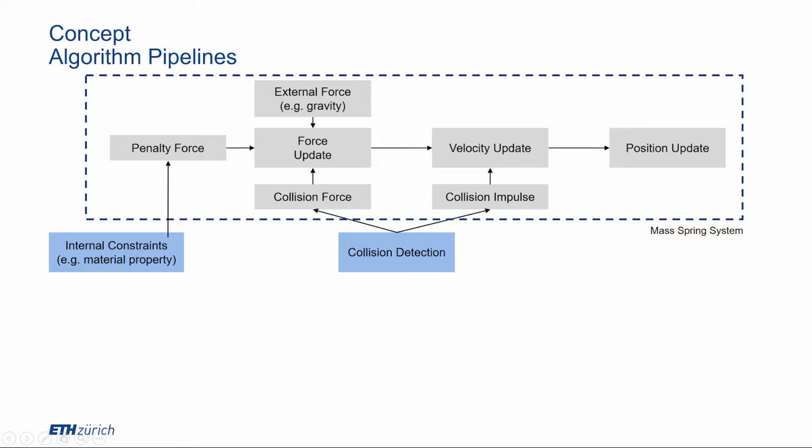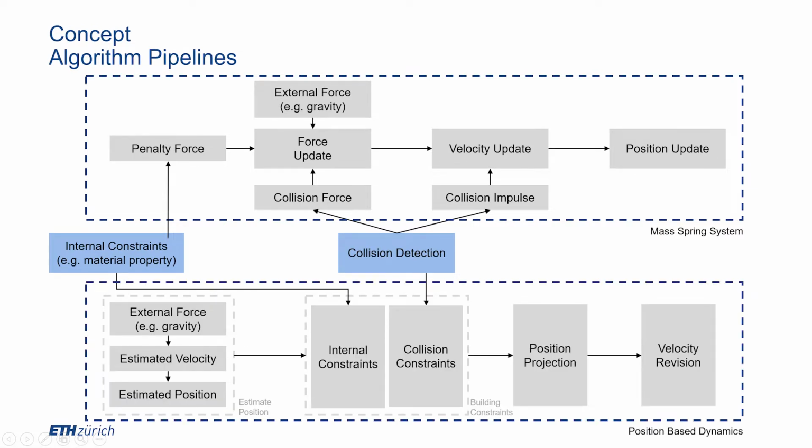In the PBD system, however, we only consider external force at first to compute roughly estimated positions. Since the positions may violate internal constraints from material properties and external constraints from collision, we utilize a projection method to correct the estimated positions. Finally, velocity will be revised based on the projected positions.